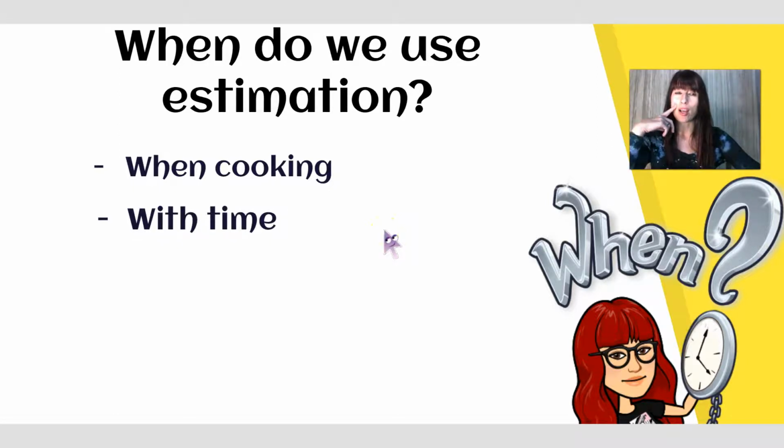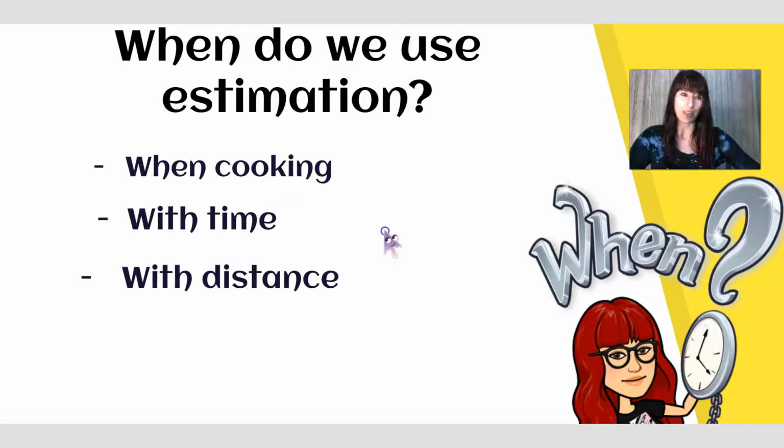We can also use estimation when we talk about time. For example, if I ask you, how much time have you spent today with God? Your answer might be about an hour. I hope it's more than that, but that is when you could use estimation. Another situation could be when someone is asking you about the distance. If you want to tell someone how far do you live from your church, you could say, I live about a mile away from my church. Very good. So this is when you use estimation.